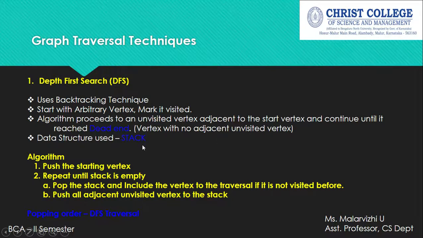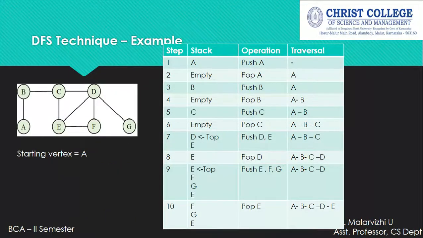So the data structure used is stack, because it is a last in first out data structure. So the algorithm for DFS is we have to push the starting vertex, and repeatedly we are going to pop the stack until it becomes empty, and each time after popping we have to include the adjacent unvisited vertex to the stack. So the popping order will give us the DFS traversal. So let us see how to apply this algorithm for a given example.